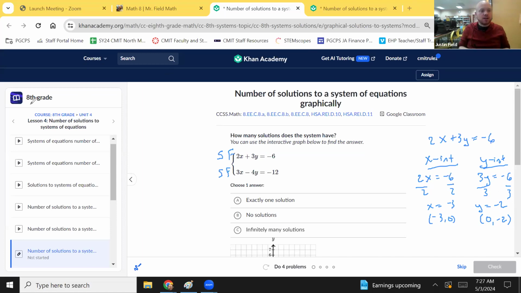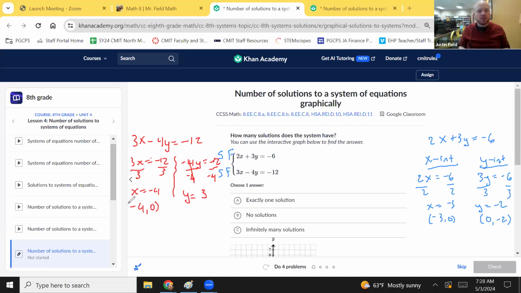Okay, now let's do the other line in red. On the other side, I'm going to write 3x minus 4y equals negative 12. I'm going to follow that same process for the x-intercept and get negative 4. And I'm going to follow that same process for the y-intercept, just setting equal and dividing. And then the two negatives make a positive. So I have my x-intercept for the red line at (-4, 0), and my y-intercept at (0, 3).